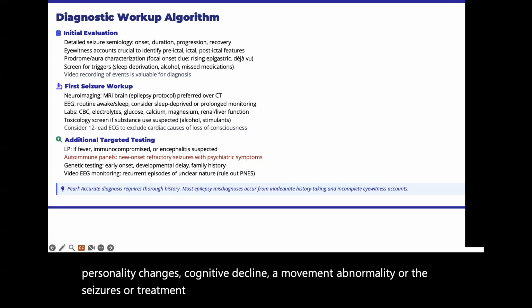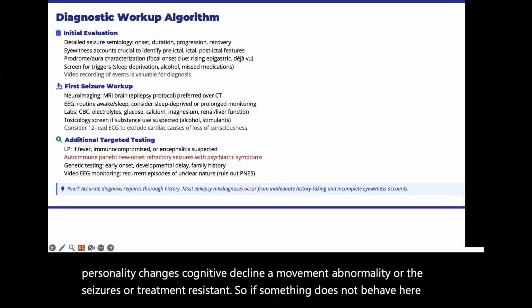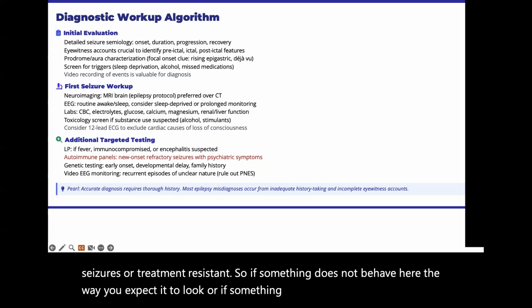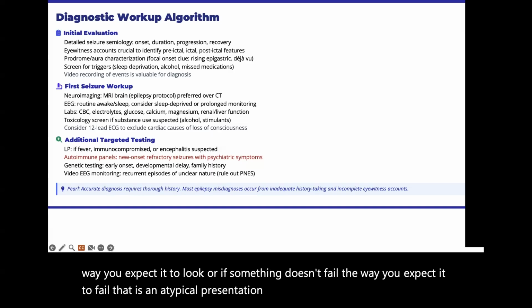So if something does not behave the way you expect it to look, or if something doesn't fail the way you expect it to fail, that is an atypical presentation. That should prompt you to go looking for zebras, essentially.